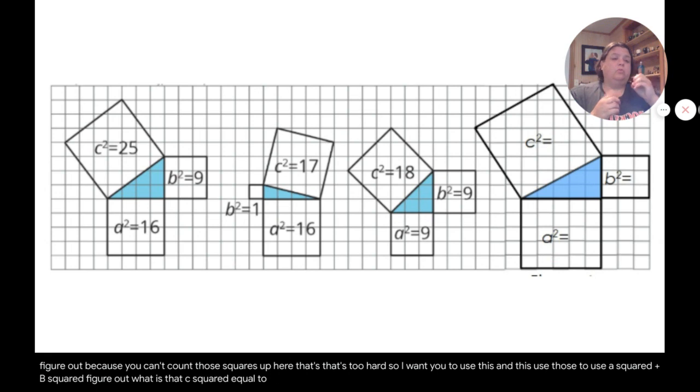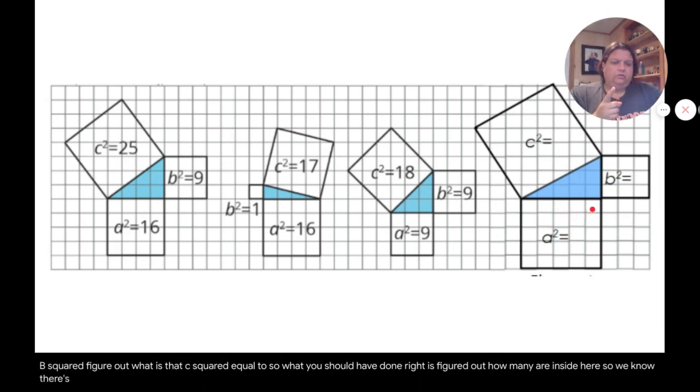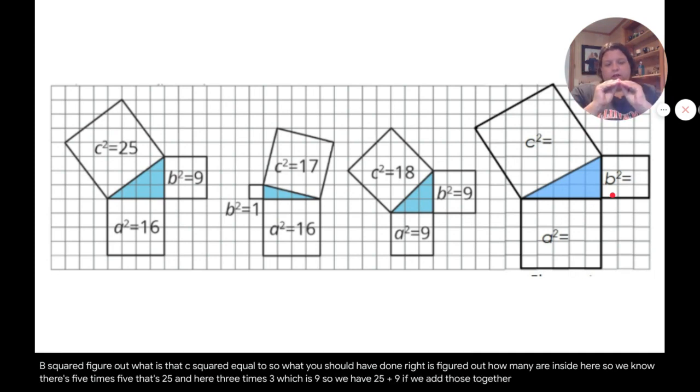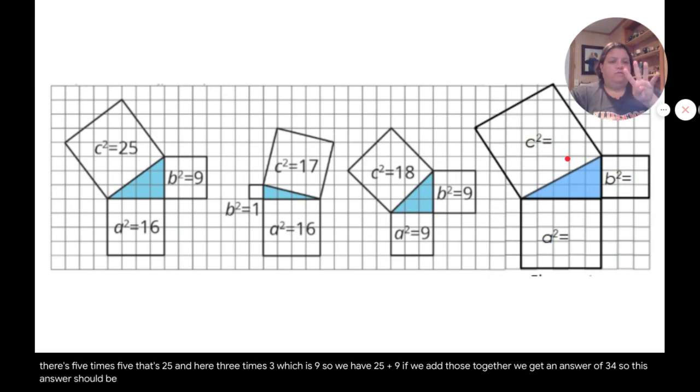Okay, so what you should have done is figured out how many are inside here. So we know there's 5 times 5, that's 25. And here is 3 times 3, which is 9. So we have 25 and 9. If we add those together, we get an answer of 34. So the answer should be 34.